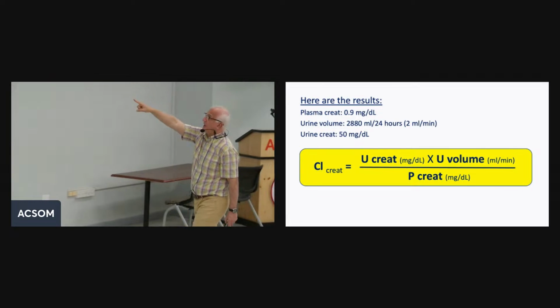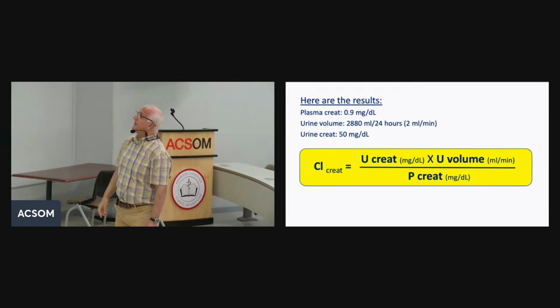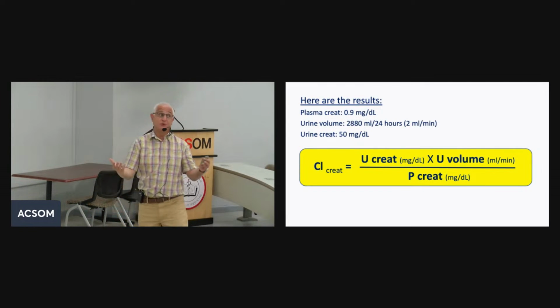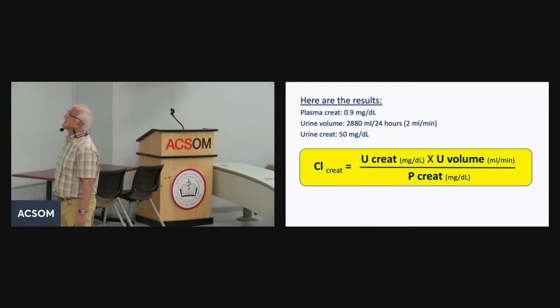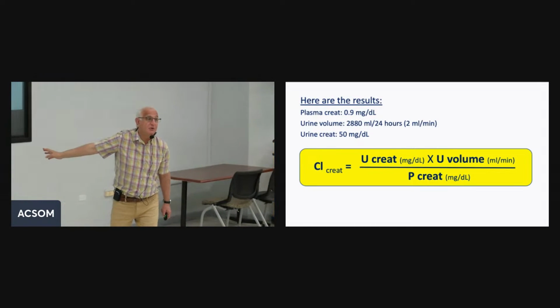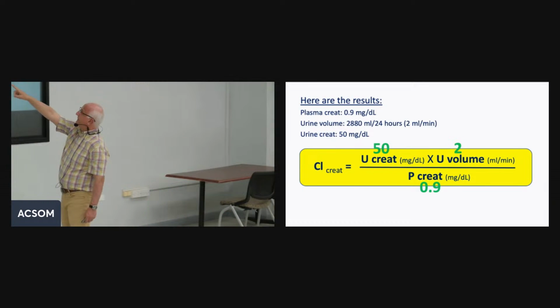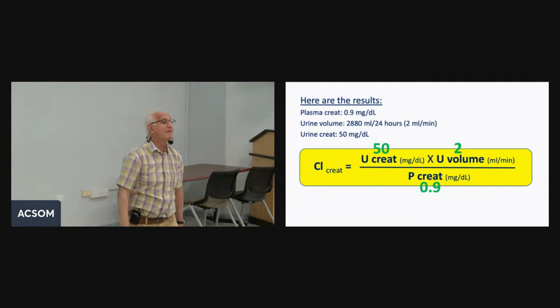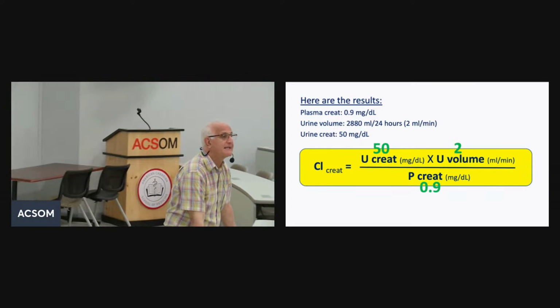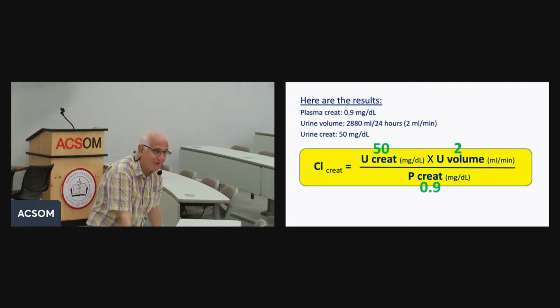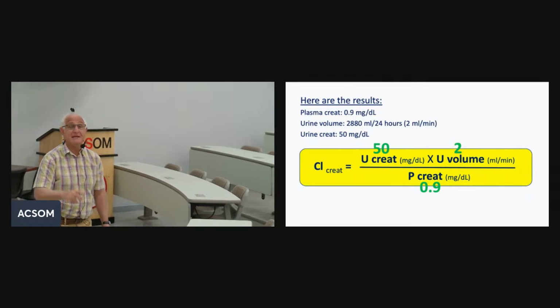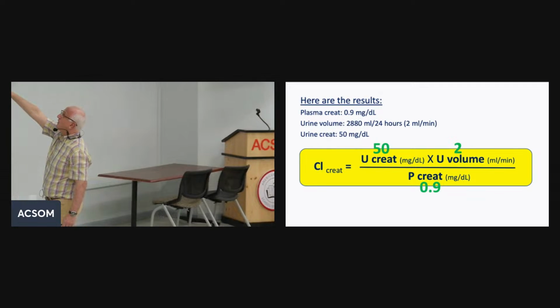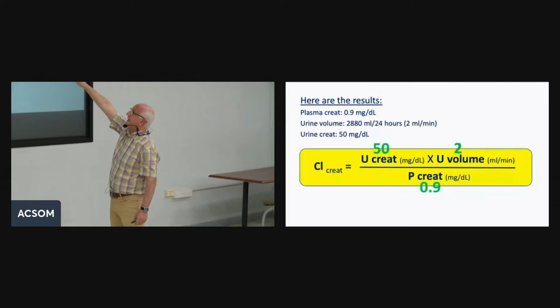His plasma creatinine is 0.9 milligrams per deciliter. He had 2.8 liters of urine in 24 hours, which is good. And then urine creatinine is 50 milligrams per deciliter. Should we put it in the equation here? Let's do it. 50 times 2. Why did I put 2? Because I said it is 2880 milliliter in 24 hours, and every 24 hours has how many minutes? 1440. Very, very good. 24 times 60, right? So milliliter per minute. So 2880 divided by 1440 makes it 2 milliliters per minute.